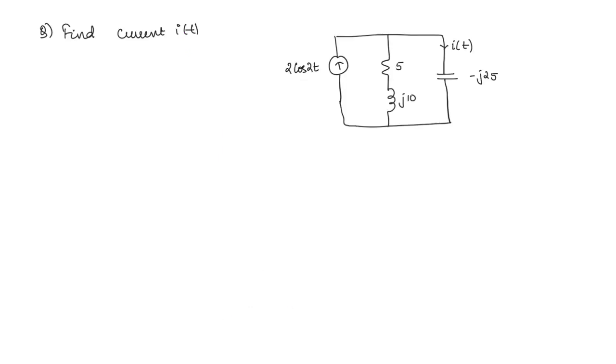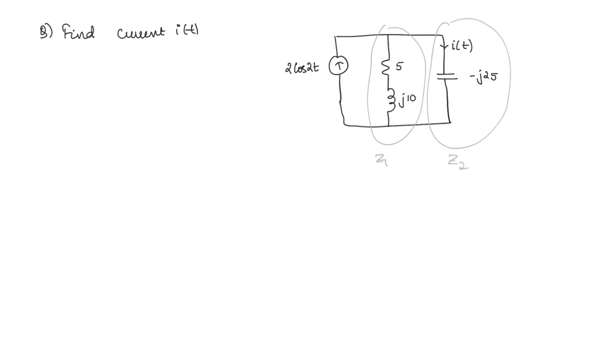Now we will do a small problem. Find the current I of t. So this is a circuit given. I of t is the current through this capacitor. So the total current is 2 cos 2t and we have two branches in parallel. So what we can do here, we will take this branch as Z1 and this branch as Z2.